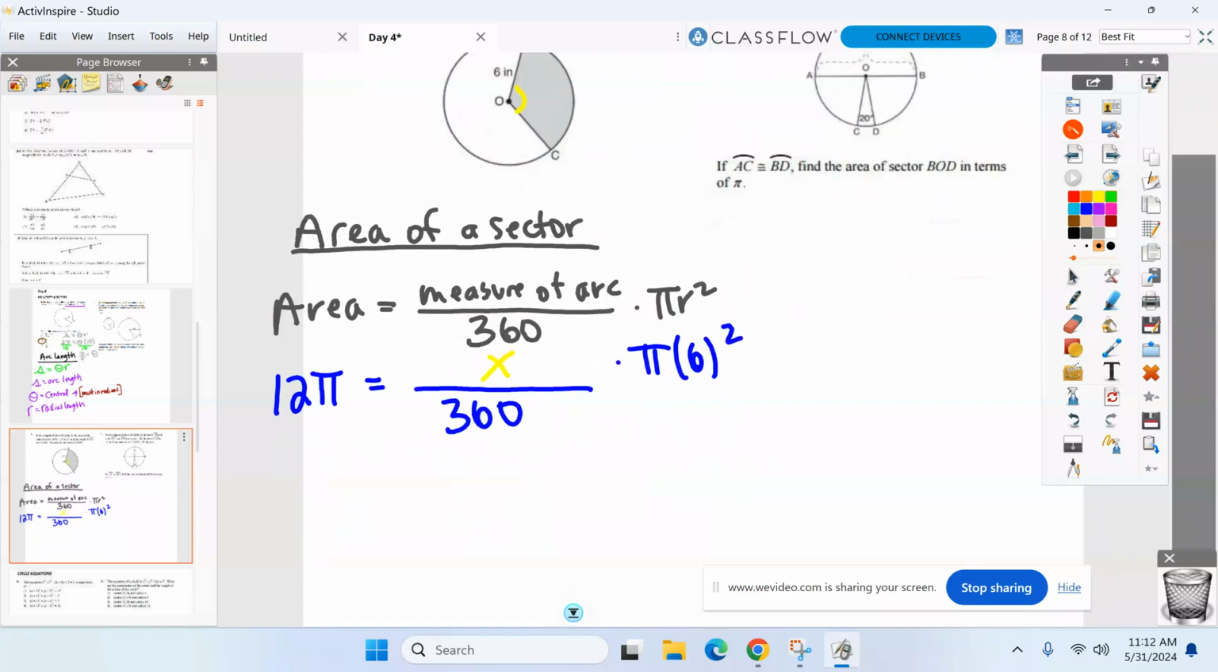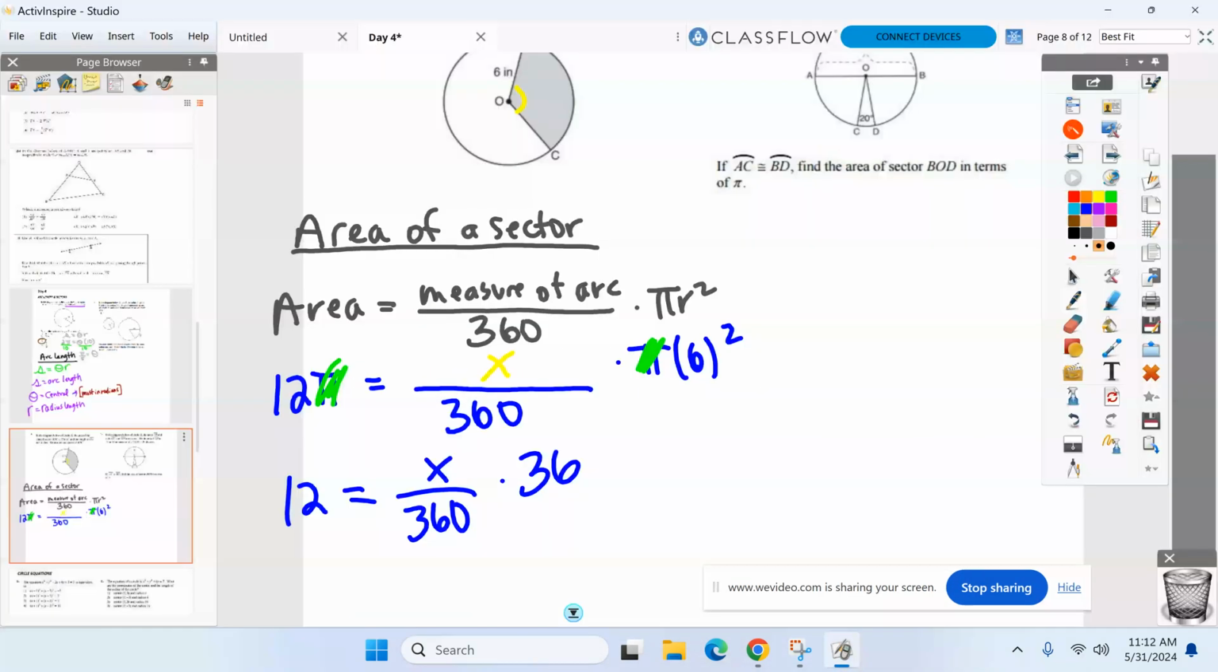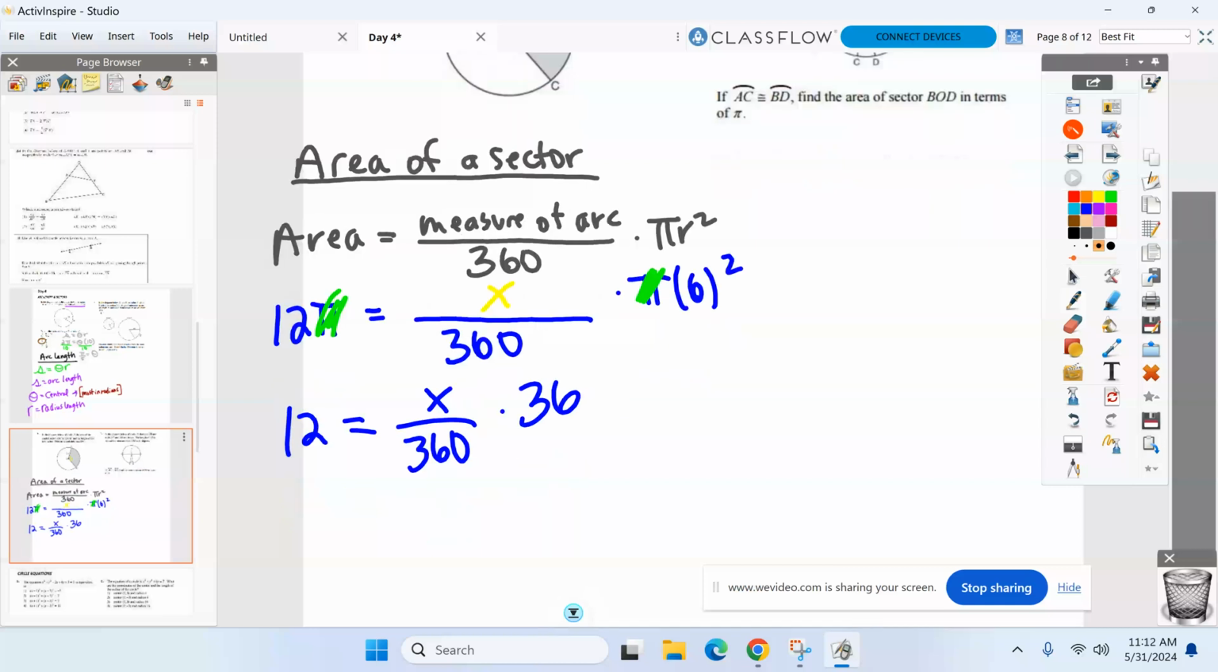Hopefully nobody has a problem with me getting rid of the pi's now, since they're on both sides of the equal sign. 12 equals x over 360 times that 6 squared, so I'm going to put 36 there. You could go 2 different moves now to get x by itself. What do you want to do next? Zoe, I'll go with your move. If anybody wanted to multiply by 360, you could, but we'll go with Zoe and divide by 36.